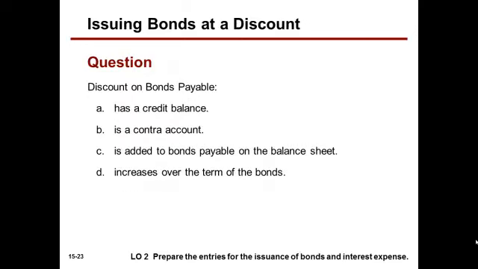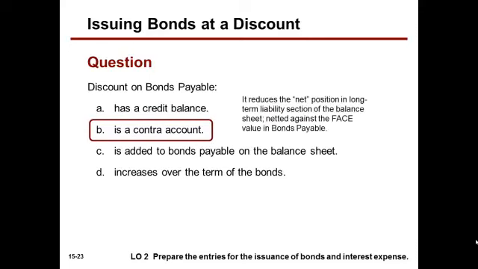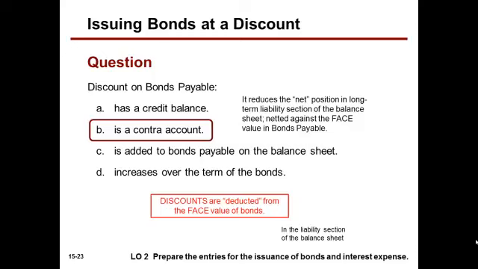Review question. The discount on bonds payable account is a contra account. It reduces the net position in the long-term liability section of the balance sheet. It's netted against the face value in bonds payable. So discounts are deducted from the face value of the bonds in the liability section of the balance sheet.